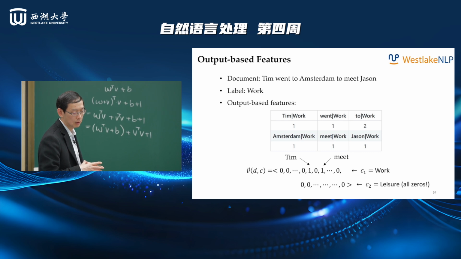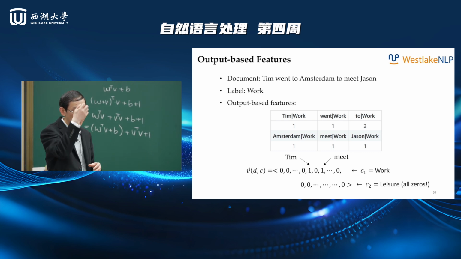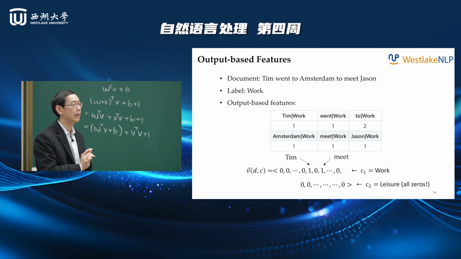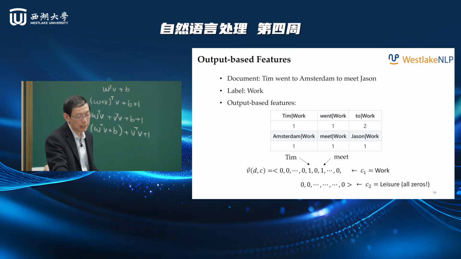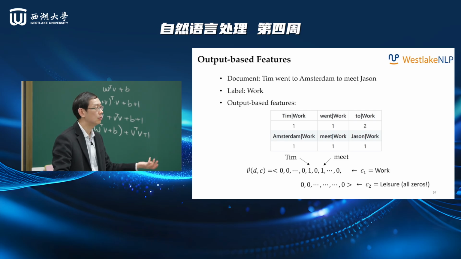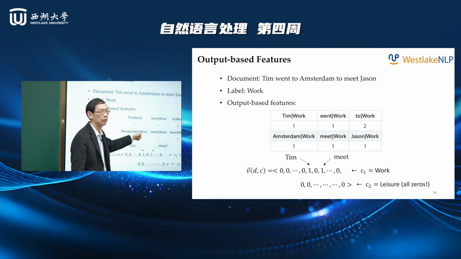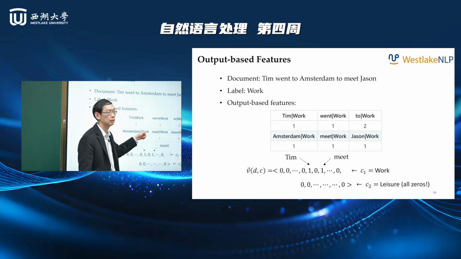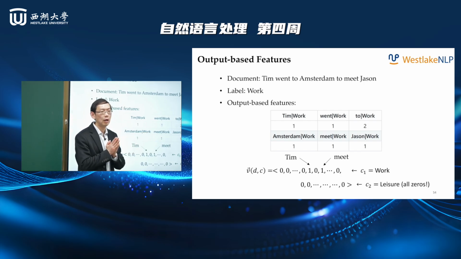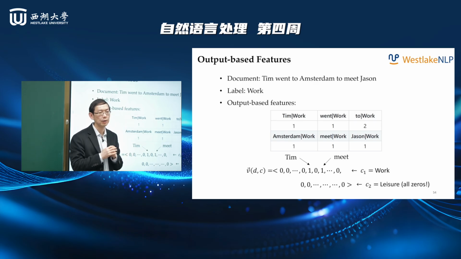What do I mean? Well, let's suppose we have 2 classes, work and leisure. And suppose I have a document, "Tim went to Amsterdam to meet Jason." Then you already know how to do the word vector. So just count the words, and you fill a word vector. Then suppose that the gold label of this document is work rather than leisure.